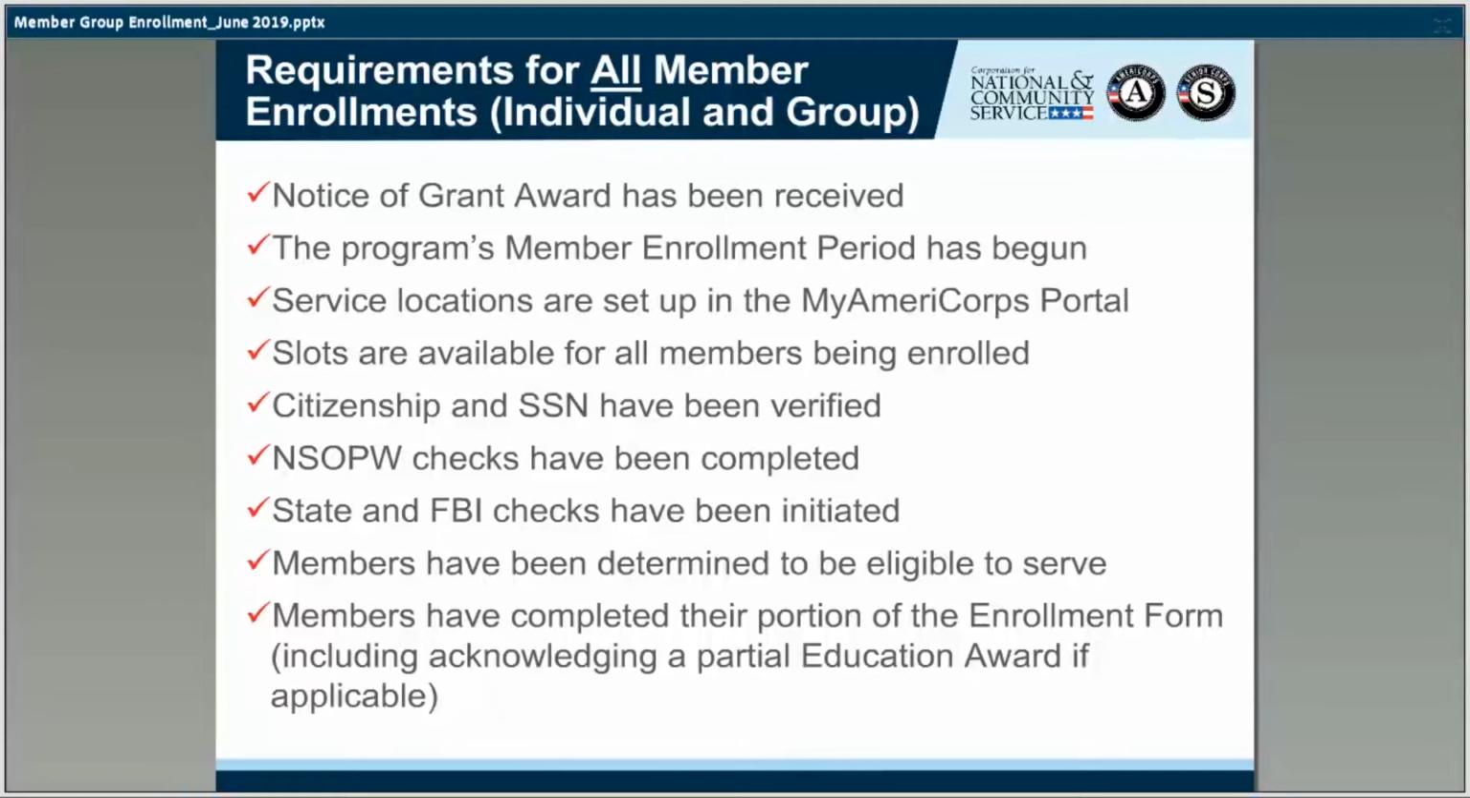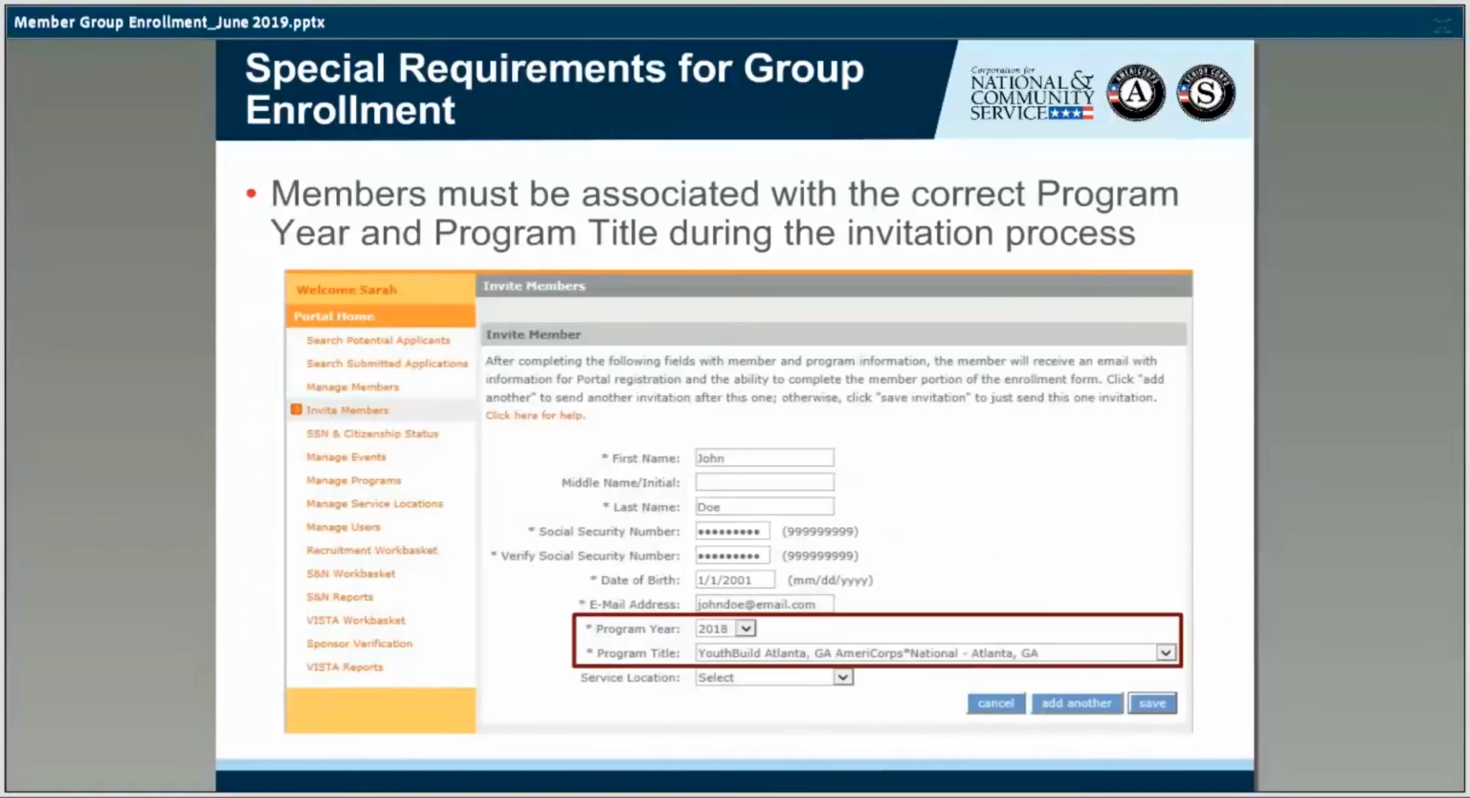Member candidates need to have SSN, Social Security number, and citizenship verified. Criminal history checks need to be completed in the case of the NSOPW or initiated in the case of the state and FBI checks. Members need to have been determined to be eligible to serve, and members need to complete their portion of the enrollment form, and that includes acknowledging a partial education award if that's applicable for that particular member candidate. So again, those requirements apply to all types of member enrollments.